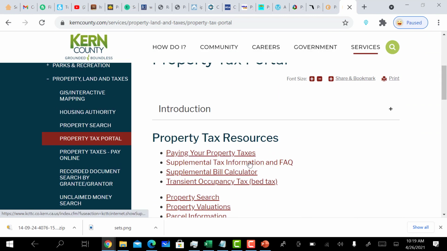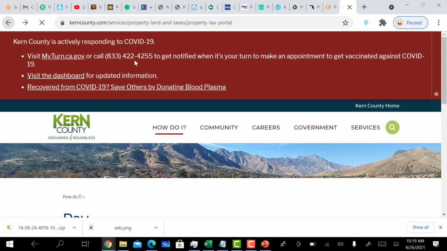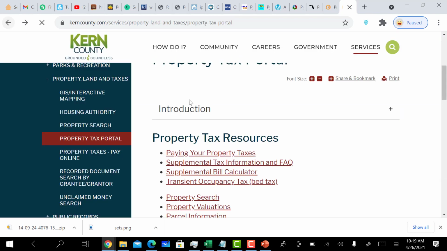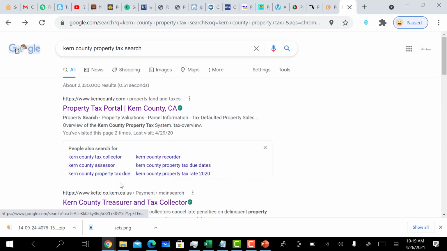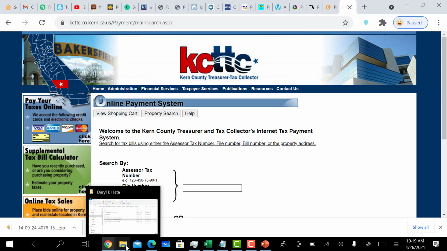All right. Paying your property tax, maybe. That's probably not where you need to be. How about treasurer and tax collector? Okay, there you go. So a good keyword to go with is probably the county name and then tax collector. Kern County tax collector, Citrus County tax collector. So you go ahead and do that.